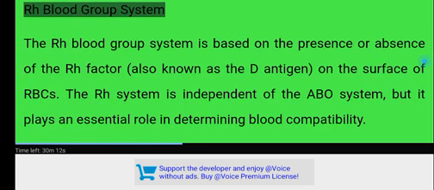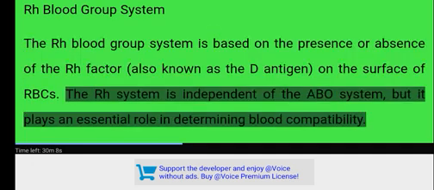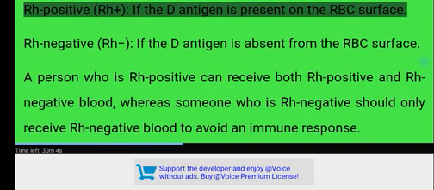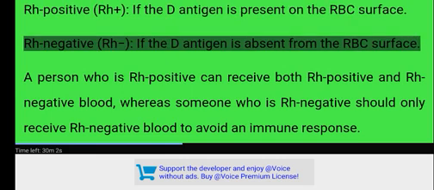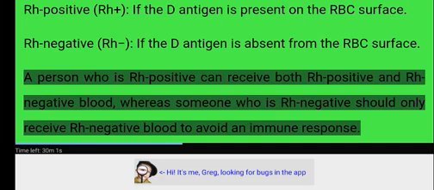Rh blood group system. The Rh blood group system is based on the presence or absence of the Rh factor, also known as the D antigen, on the surface of RBCs. The Rh system is independent of the ABO system, but it plays an essential role in determining blood compatibility. Rh positive, Rh plus, if the D antigen is present on the RBC surface. Rh negative, Rh minus, if the D antigen is absent from the RBC surface. A person who is Rh positive can receive both Rh positive and Rh negative blood, whereas someone who is Rh negative should only receive Rh negative blood to avoid an immune response.